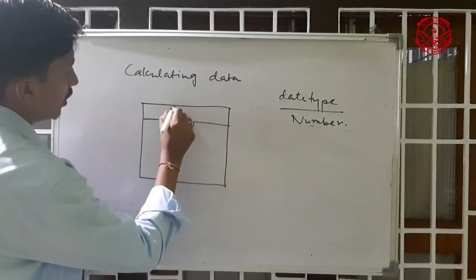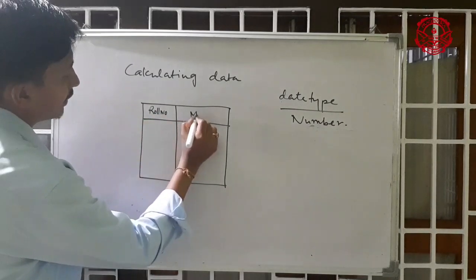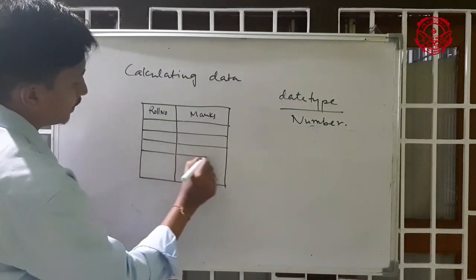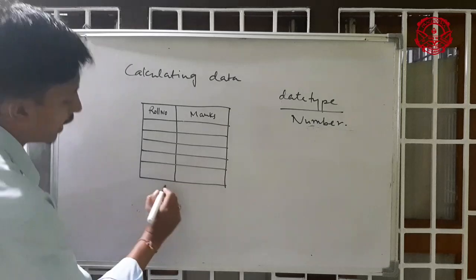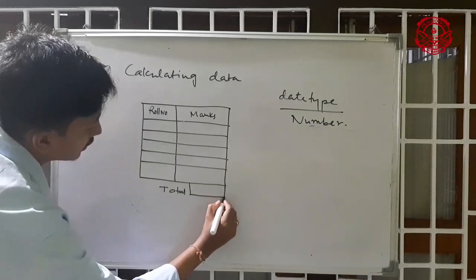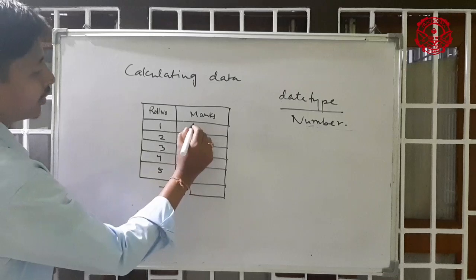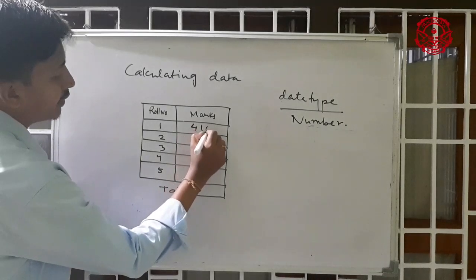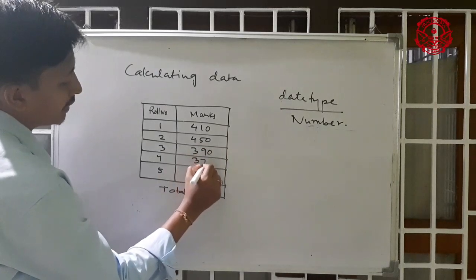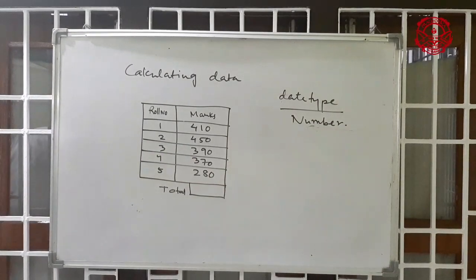Okay, this is the roll number and marks. And lastly the total, meaning the total marks. Okay, roll number 1, 2, 3, 4, 5. Roll 1 gets 410, 450, 390, 370 and 280.